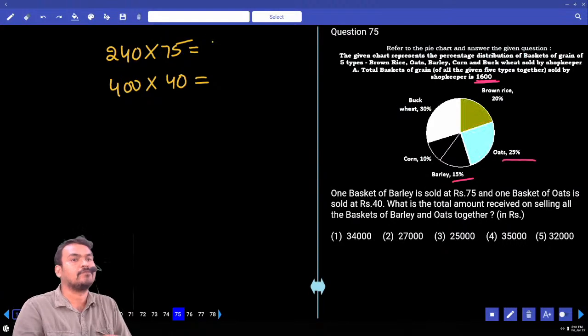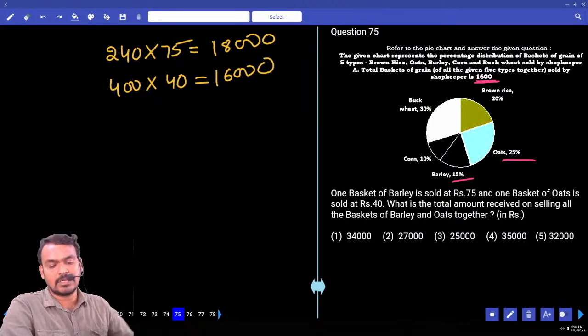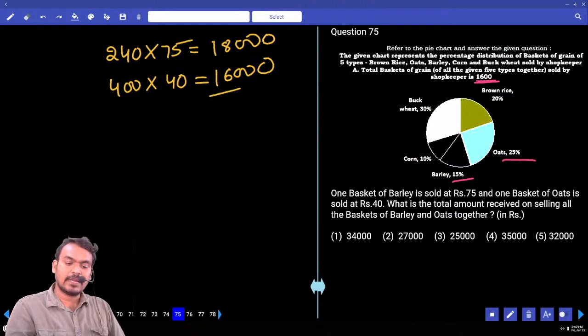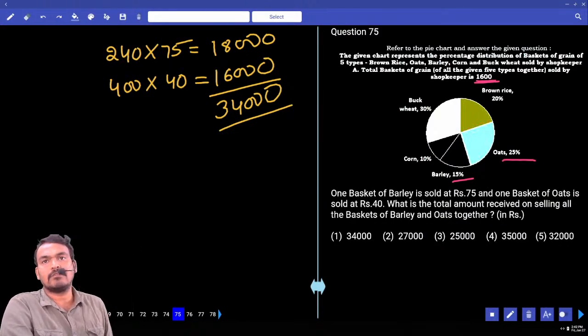240 into 75. 18,000, right? 400 into 40. 16,000. Sorry, the first one is 18,000, the second one is 16,000, because of the 3 zeros, right? It will be 34,000. 240, 75 means 75%, right? 75% of 240, 180, right?